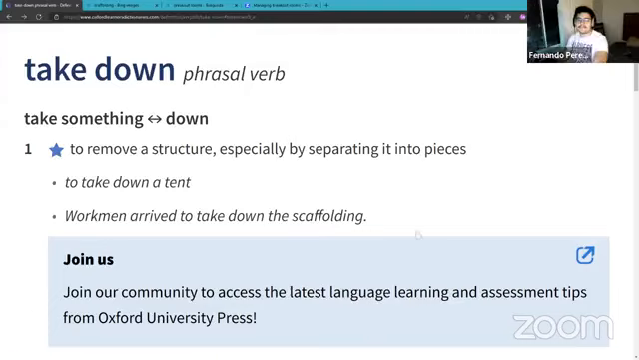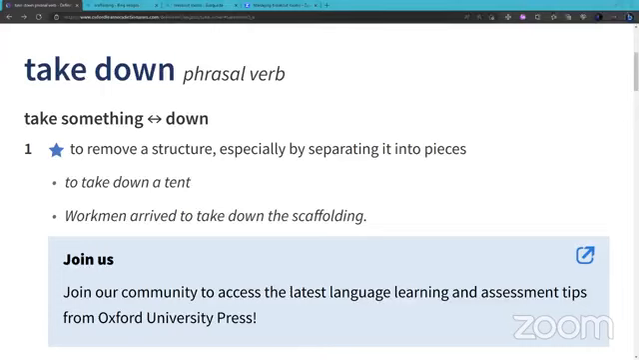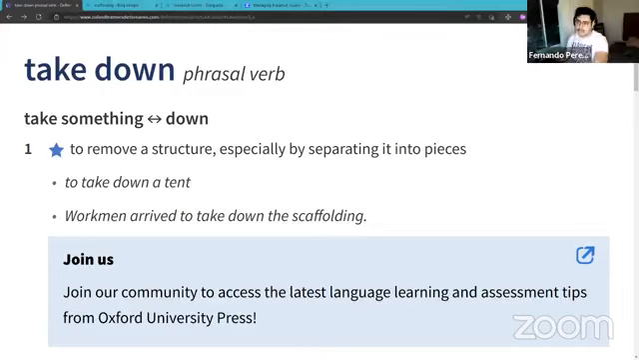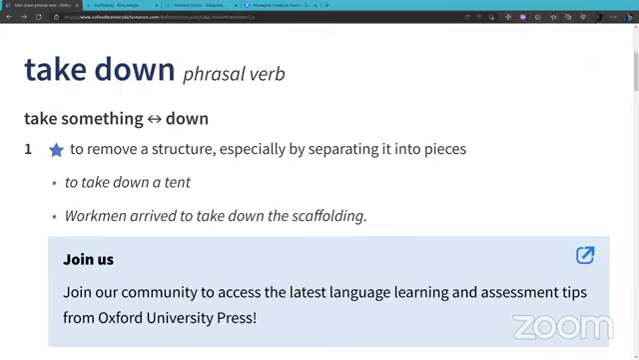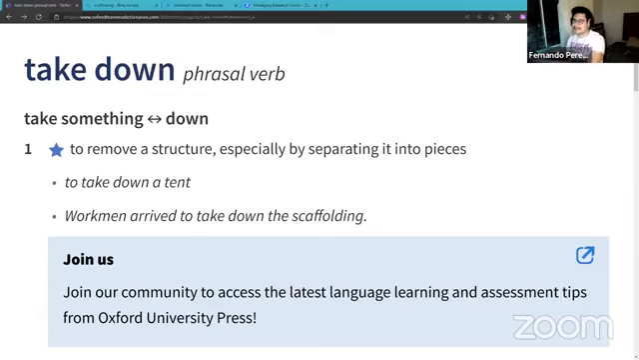All right. Okay, when workmen arrive to remove, could I say workmen arrive to remove the scaffolding into pieces? Of course. Very good separation, brother. Remove the scaffolding into pieces. What a great analysis we're doing, guys.